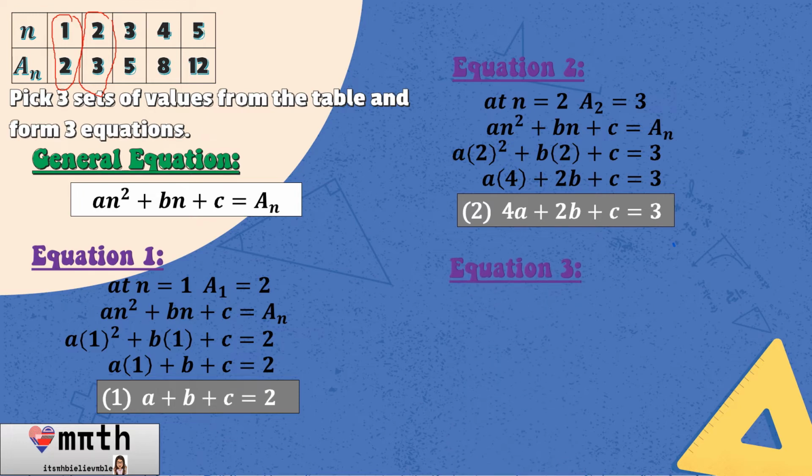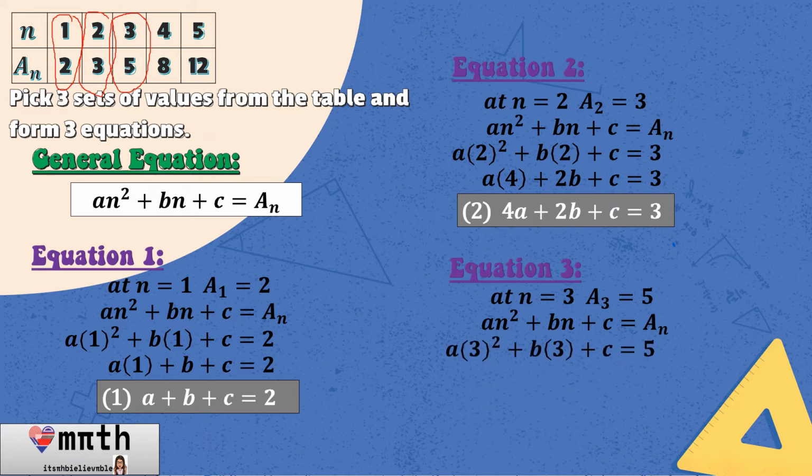For equation number 3, we're going to choose the value of n, which is equal to 3, and we're going to have the a sub 3 or the third term, which is equal to 5. Again, let us substitute to the general equation. We're going to have a times 3 raised to 2 plus b times 3 plus c is equal to 5. Simplifying 3 raised to 2, that will be equal to 9. And b times 3, that will be equal to 3b. And the rest of the terms will be copied.